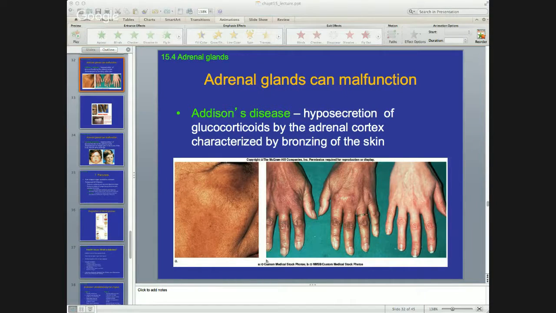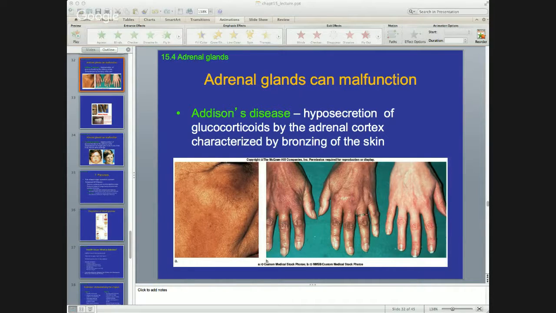It causes bronzing of the skin. So here we have two Caucasian individuals. This is someone with normal adrenal function, and you can see the skin color here. Here is someone with that bronzing occurring, and you can see the darker complexion of that individual. Also, the face of this individual shows an example of that.